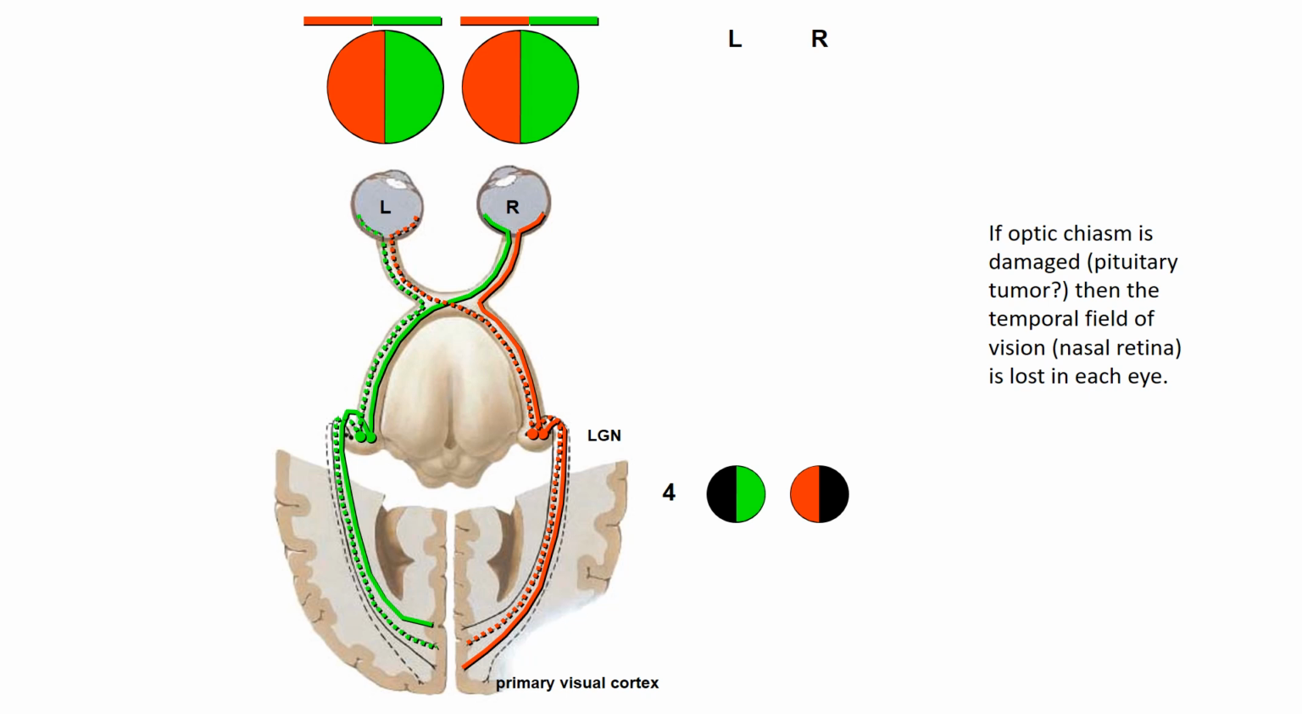But what about the optic chiasm? The optic chiasm can be damaged if there's, for example, a pituitary tumor. What's going to happen there is that the temporal field of vision of both eyes gets damaged. Again, if you trace the colors through, you'll see how that happens, that the temporal field of vision in each eye is going to be damaged, which is essentially what's projected onto the nasal retina.